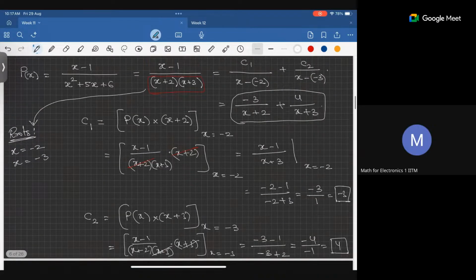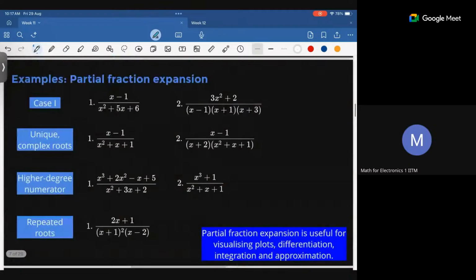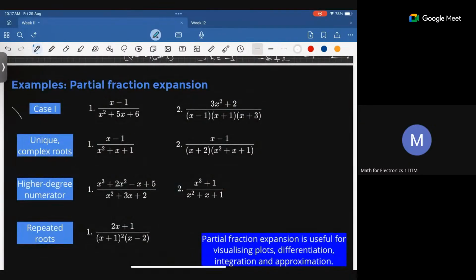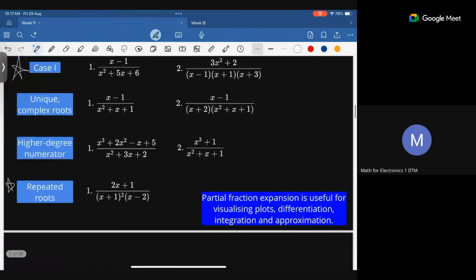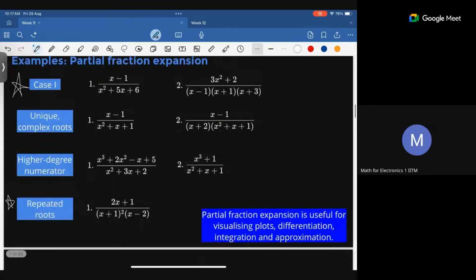Okay, so this is case 1, and case 1 is important. Case 2 you can ignore. Don't bother about the complex roots and the expansion, you don't really need that as of now. The other thing you can focus on if you have time is, what if there are repeated real roots? I will not spend too much time on this, but I'll give you a hint. You just have to follow the same approach.